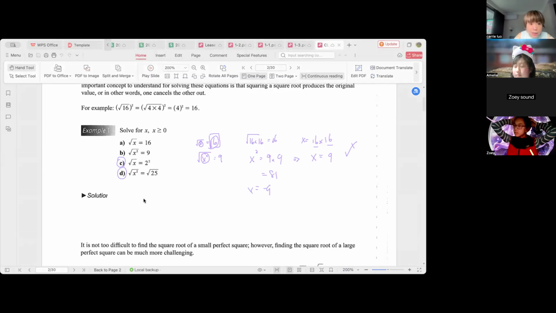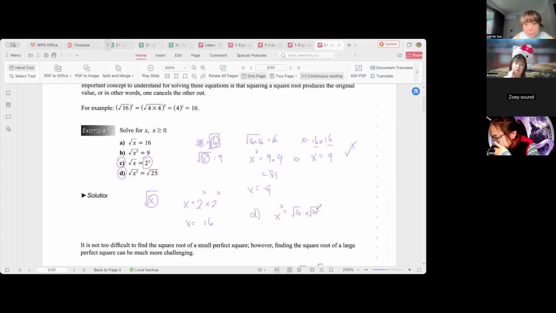The first one, I said the number inside it, right? So x equals the outside number times itself. So x equals what? Equals 16. Okay, so let's take a look at the next one. Number D: x squared equals square root 25 times square root 25. Get it, Amelia? The outside number equals the number on the other side times itself. So square root 25 times square root 25 equals what? Equals 25. So x squared equals 25.